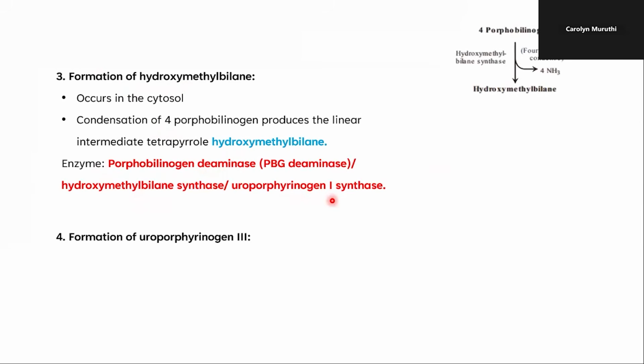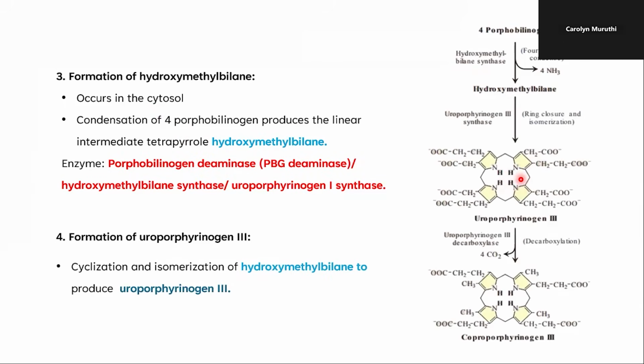In step number 4, the linear chain, that is the hydroxymethylbilane, folds and cyclizes to form a ring known as uroporphyrinogen 3. Structurally, this is the first closed tetrapyrrole ring, and at this point the basic porphyrin skeleton is established, although it carries a lot of acetate and propionate side chains. This reaction is catalyzed by uroporphyrinogen 3 synthase.